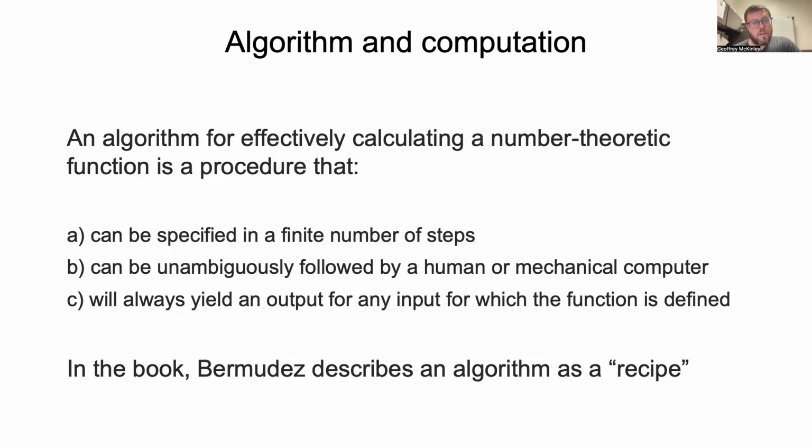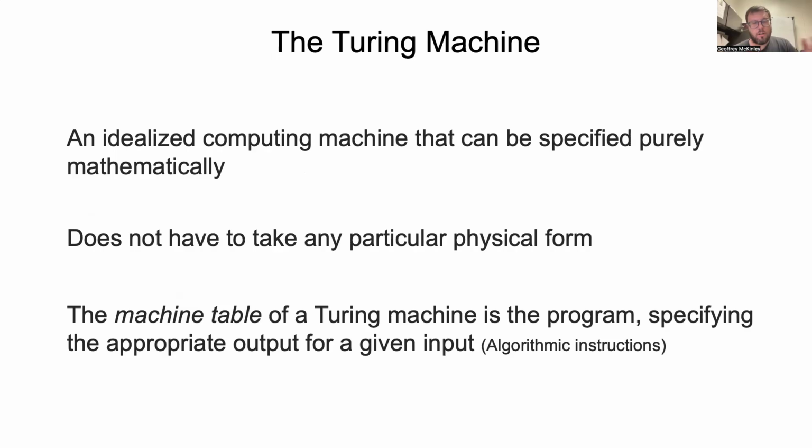And so now we'll talk about the Turing machine. The Turing machine is an idealized computing machine that can be specified in a purely mathematical way. And so it does not have to take any physical form. And as we saw in the video, there's a machine table of a Turing machine, and that's the program. And it specifies the appropriate output for a given input.